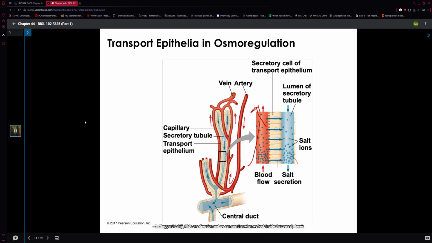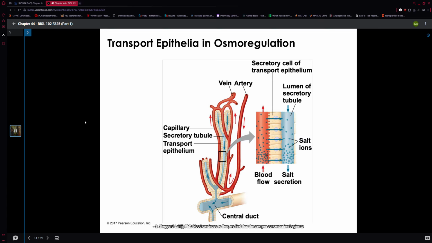And we can see that when we look inside that vessel, there's a ton of solute down here. And there is going to be movement of that solute through the utilization of transport epithelial tissue into the lumen of the secretory tubule. So more salt ions can enter.